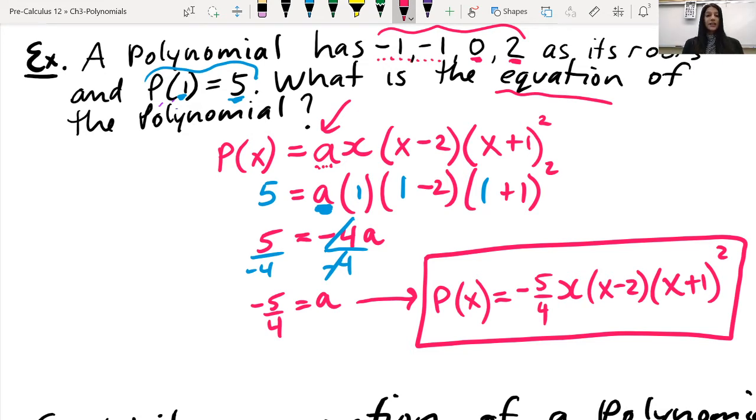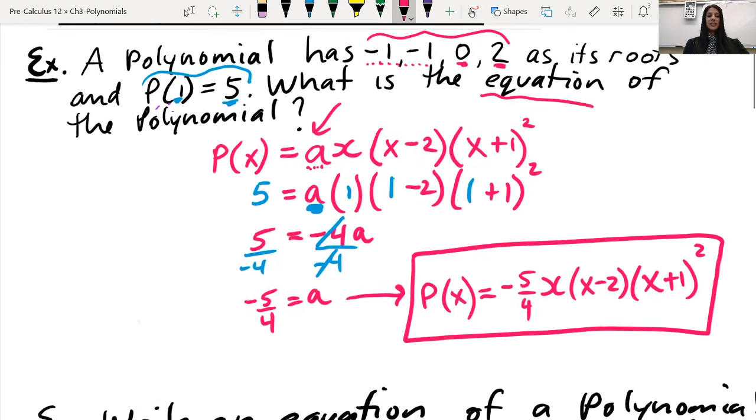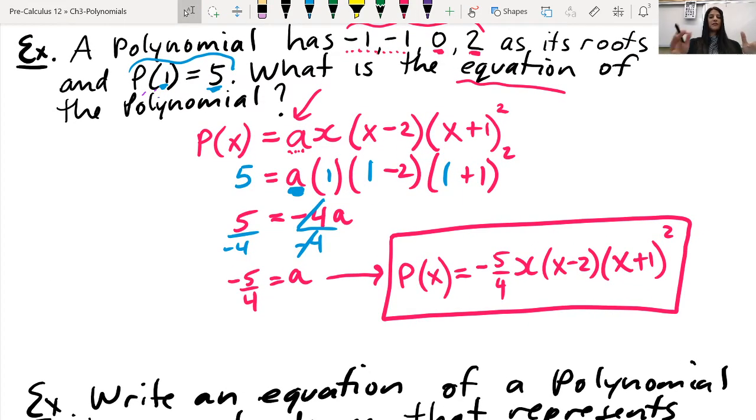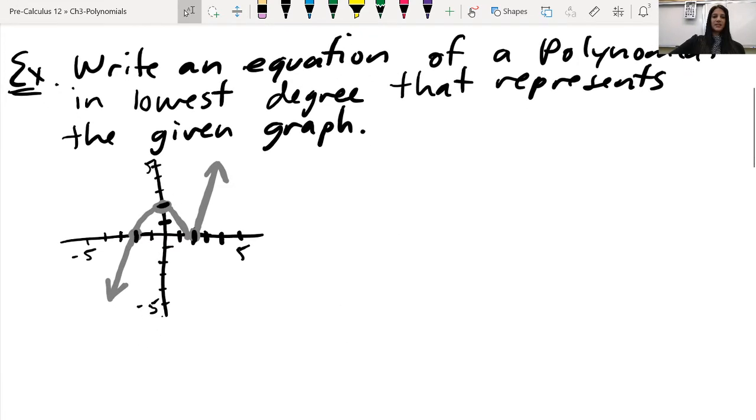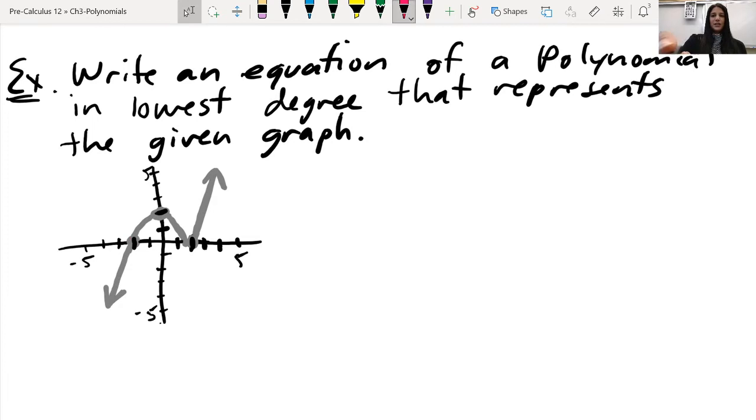It's not asking us to do that. I just thought it would be helpful to build in some review and tie it into what we've already done in the last chapter instead of viewing it as a bunch of separate things that we do. Okay, so moving on, write an equation of a polynomial in lowest degree that represents the given example. So this is a similar thing that's going on, but the information's given to you in a different form. So instead of being given the roots and a p of 1 equals 5 and all of that, you're given a graph that you're able to look at, analyze, and pick out the things that you need in order to be able to come up with an equation.